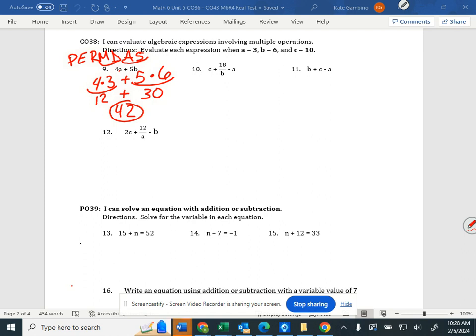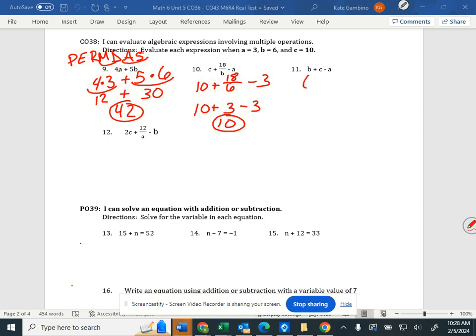Now this one confused some people until we realized that that fraction bar means we are dividing. So I need to divide first. 18 divided by 6 is 3. Bring down the rest of my expression. 10 plus 3 minus 3 gives me 10.